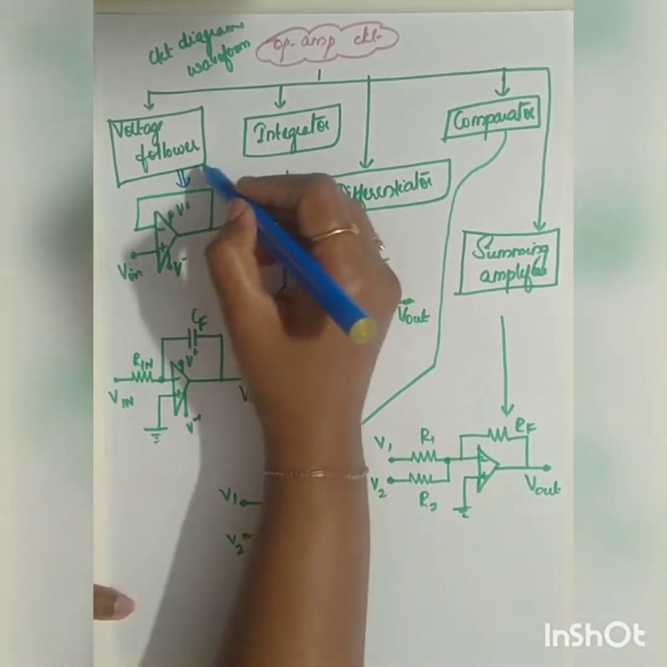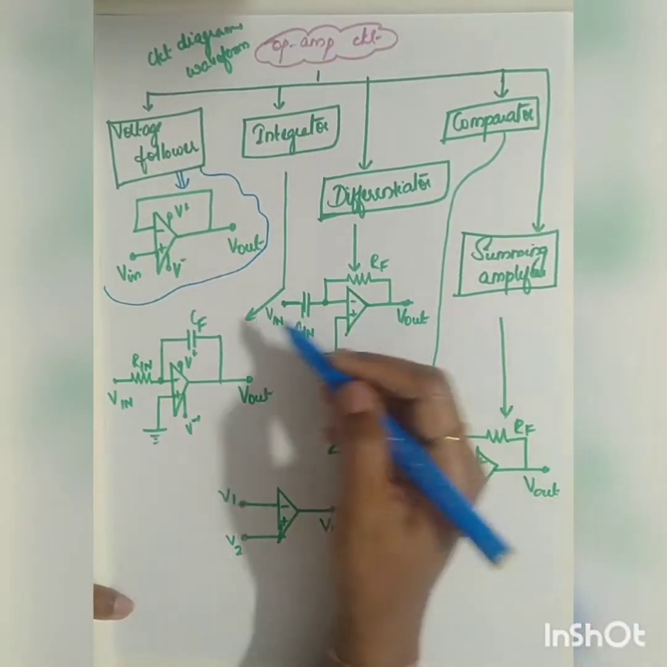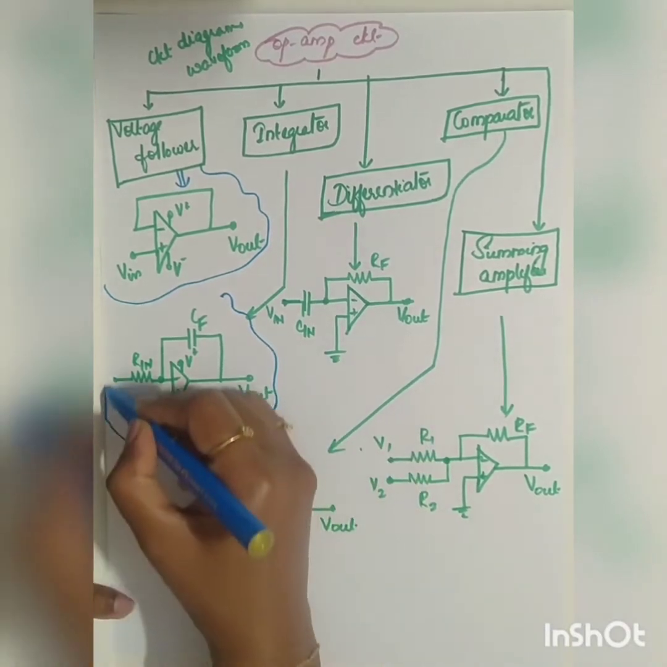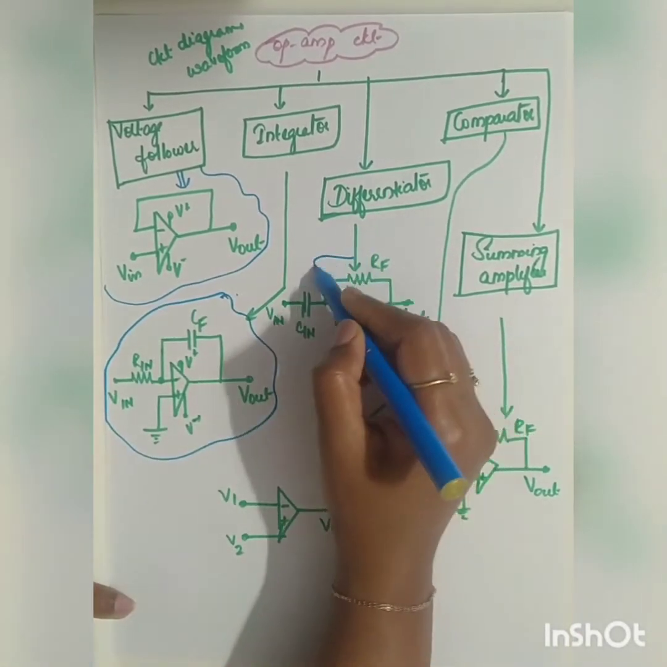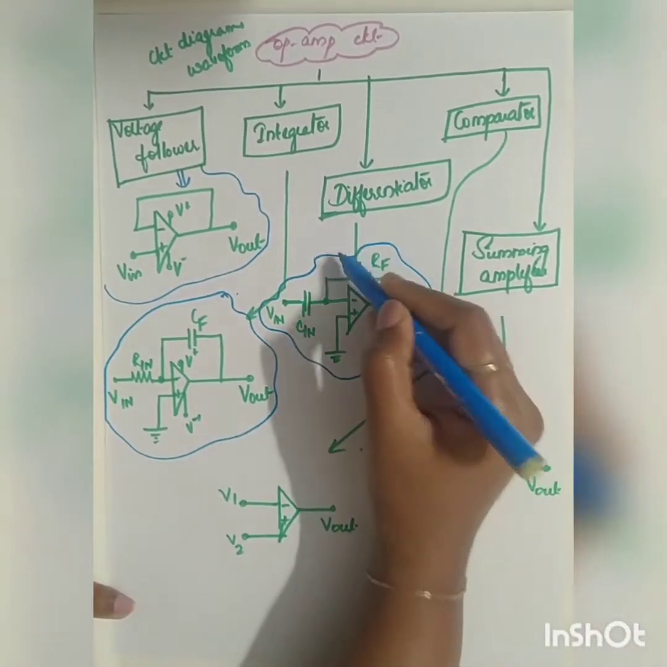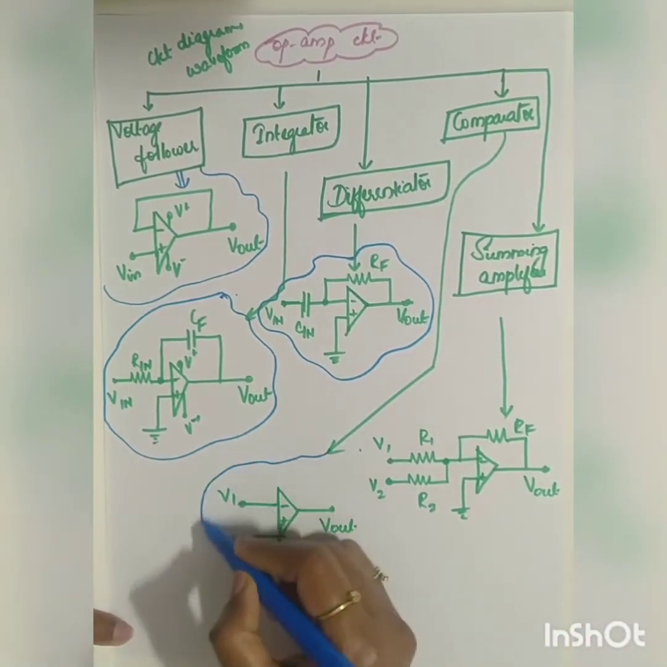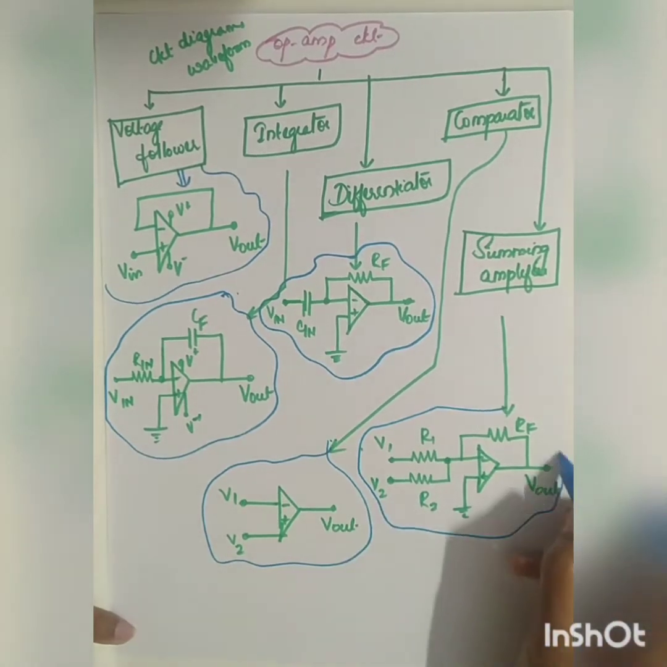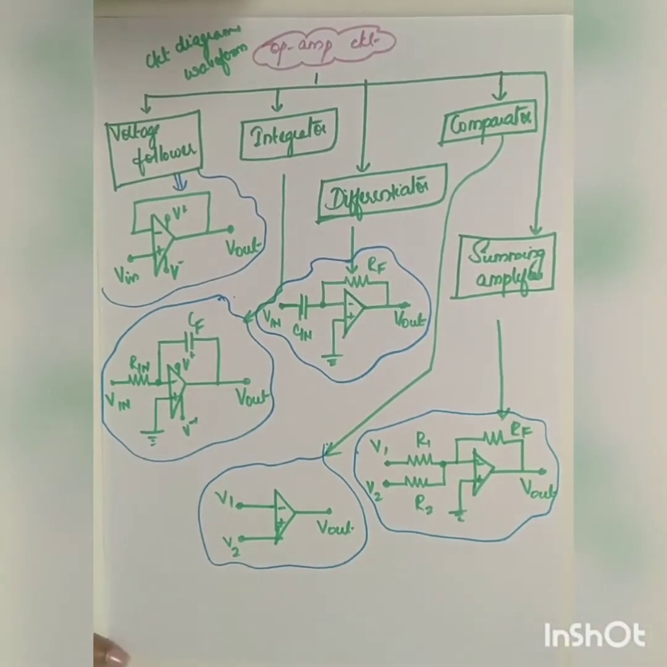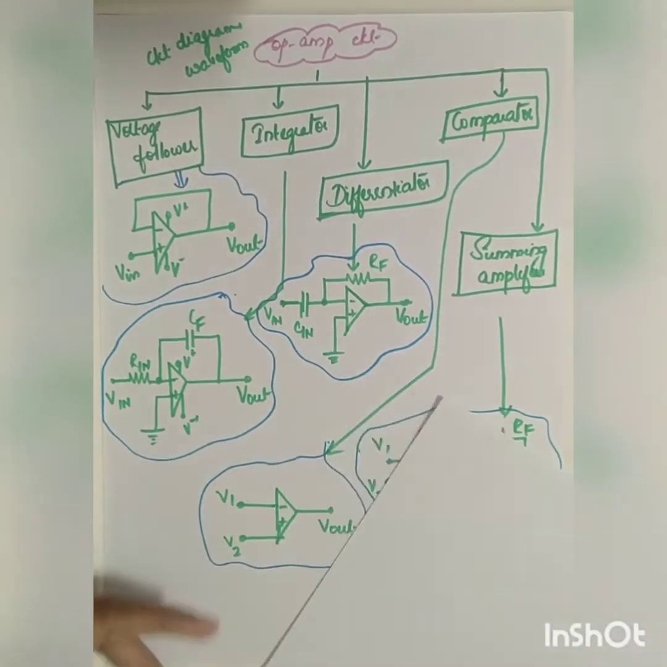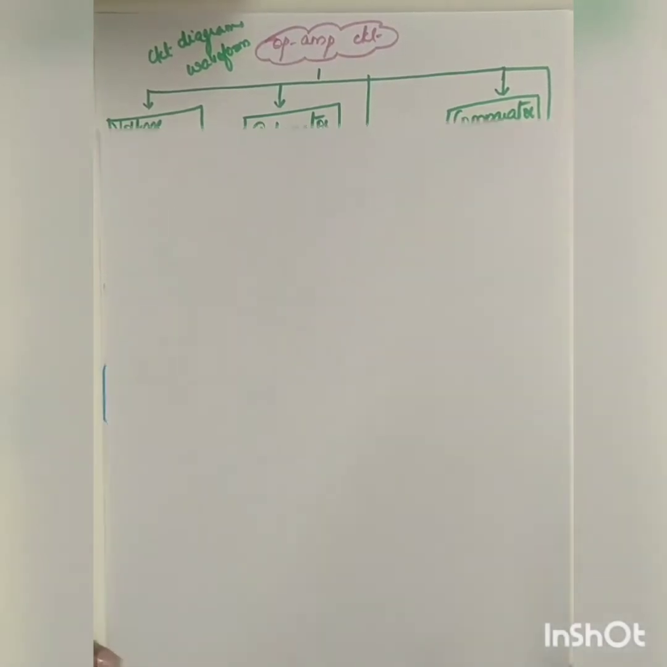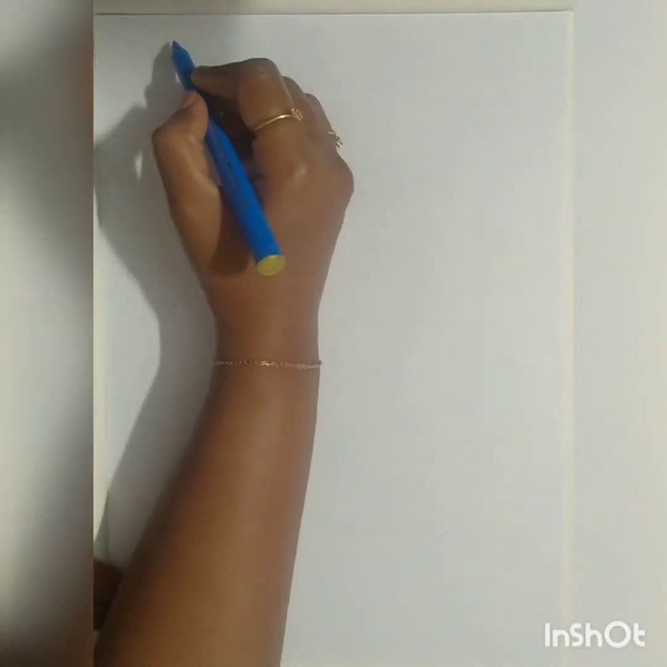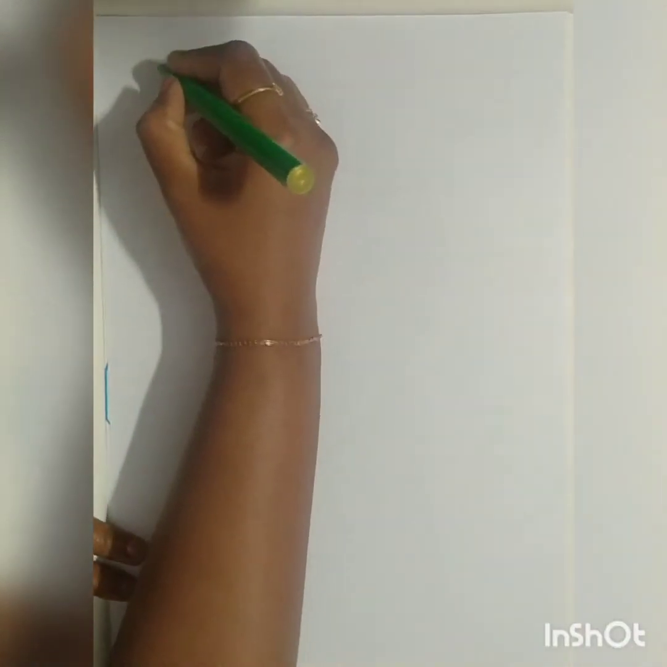So these are the different circuit diagrams. This is your voltage follower circuit diagram. This will be your integrator. This will be your differentiator. And this is your comparator. And finally you have your summing amplifier. So now let's see one by one in detail. The first one is your voltage follower. Let me draw the circuit diagram once again.